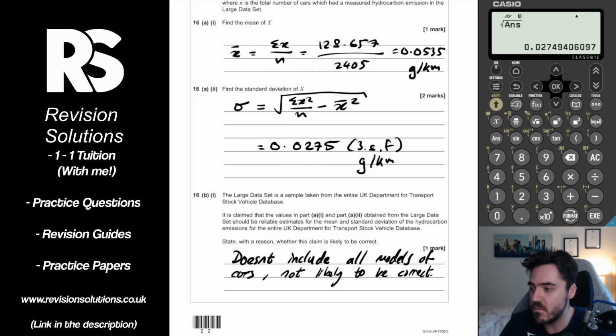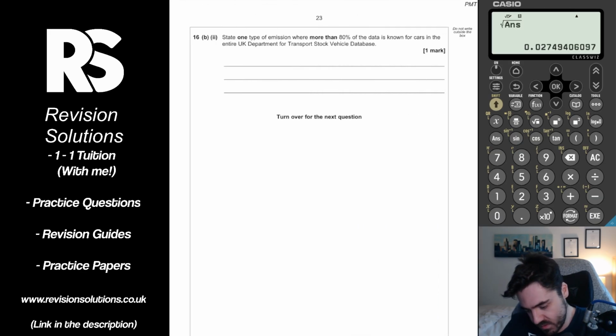Then moving on to the next part, it says state one type of emission where more than 80% of the data is known for cars in the UK Department for Transport Stock Vehicle Database. So the most common things that we track CO2 emissions, right? So that would be a definite one that's going to be in the database.